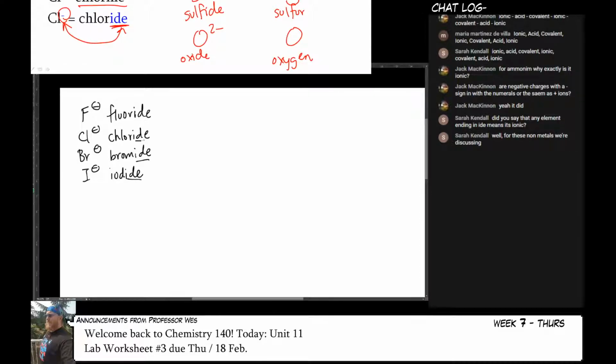So there's our ide. And all anions, I should say, will contain ide at the end of their name. We can go over to the next group here. So we've got oxygen, sulfur, selenium. You're not going to see telluride, so we'll just do those three. So oxide, sulfide, selenide. There you go.